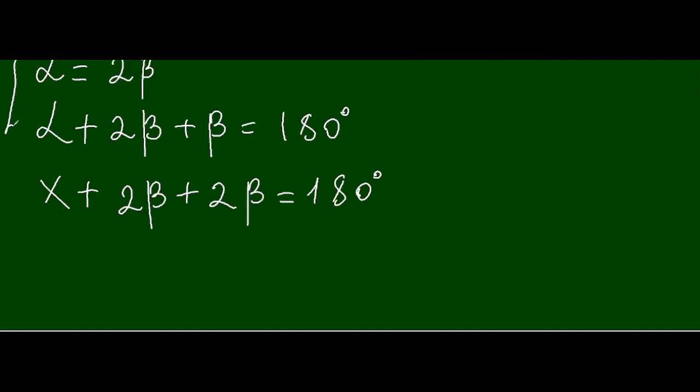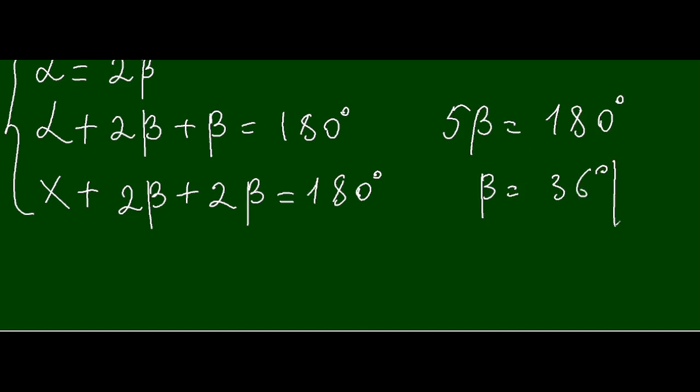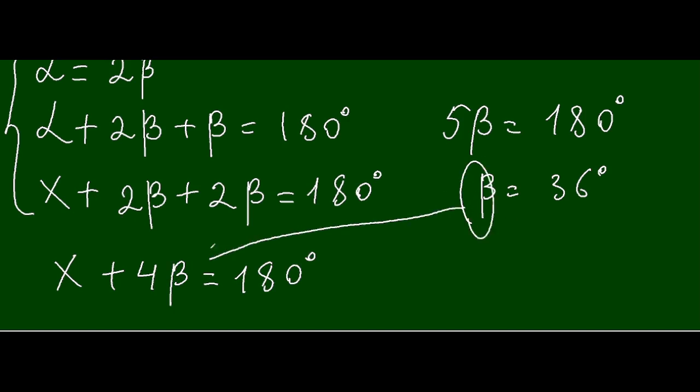And it is not so hard to solve these simultaneous equations. And if we plug in alpha equals 2 beta, we can get 5 beta is equal to 180 degrees. From here, we know that beta has to be 36 degrees. Oh, this is not the answer yet. Okay, we know that here x plus 4 beta is 180 degrees. We know beta, and we can plug in beta here.